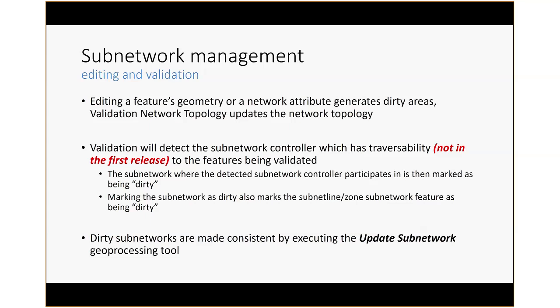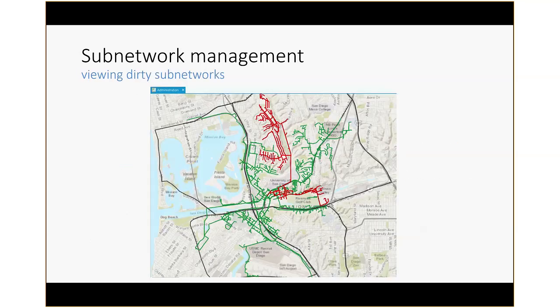Okay, we talked about the editing behavior and how it creates the dirty area, and validation is what discovers the subnetworks that are dirty. One of the other properties that we have on the subnet line, anytime the controllers are marked dirty, we also mark the feature in the subnet line feature as dirty. Why? What does that provide us? A quick visualization technique. Now we can have a map that easily shows all the dirty subnetworks in red and all those that are still consistent in green. So in a dashboard application, I can see how people are editing and how the system is updating those and so forth.